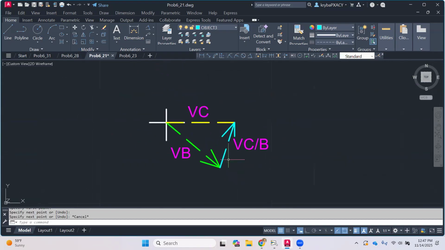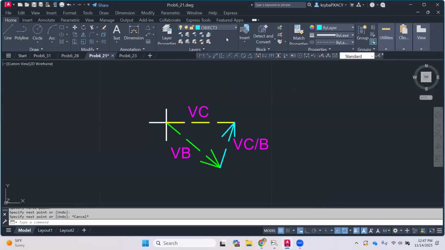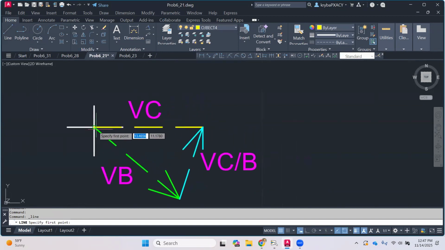Okay. So that's there. Velocity of C. The velocity of C is on the other side of the equal sign. So our velocity of C, its tail is going to start at the origin and its tip is going to go to the last vector. So going back over here, I am going to go to object 4, line. So tail is at the origin. That means the tip is out here.